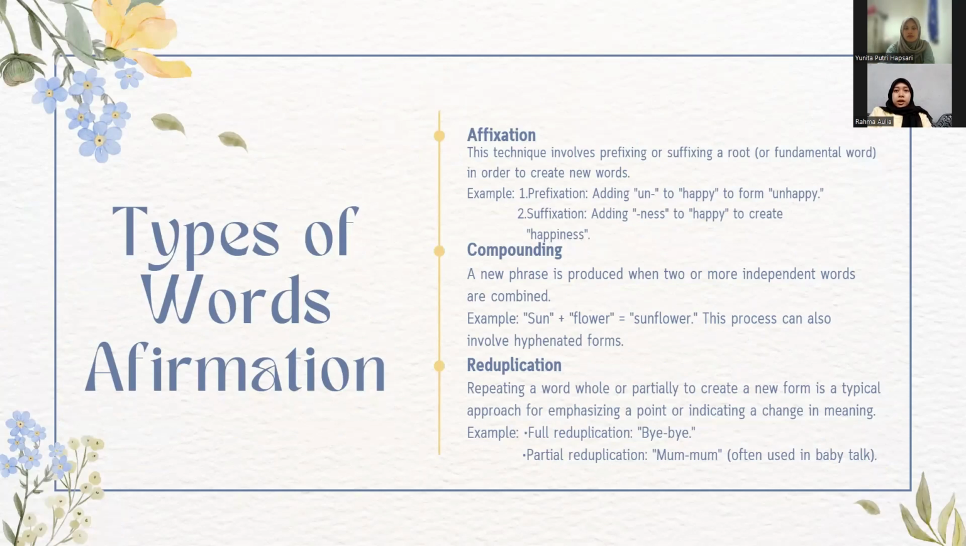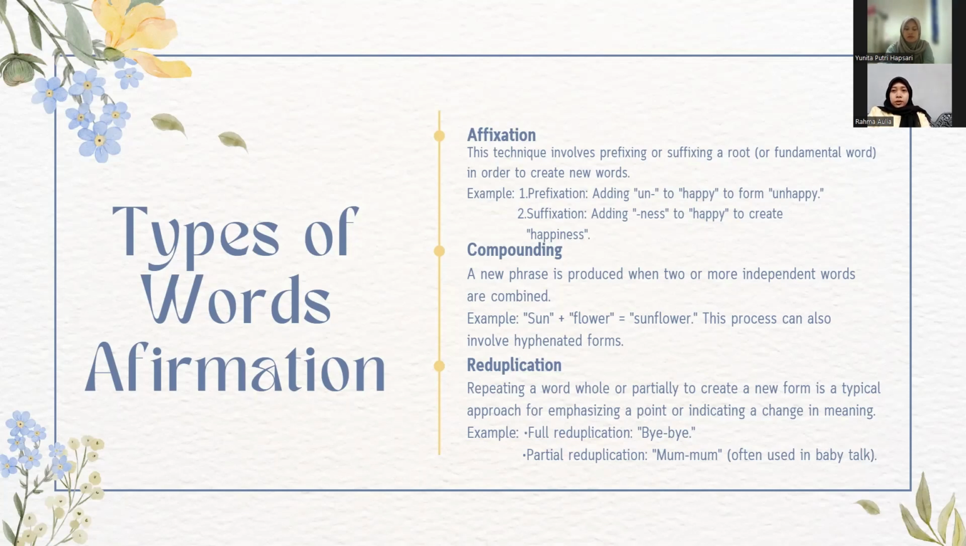Next, there are types of word formation. First, affixation. This technique involves prefixing or suffixing a root or fundamental word in order to create new words. Example, prefixation, adding un to happy to form unhappy. Suffixation, adding ness to happy to create happiness.